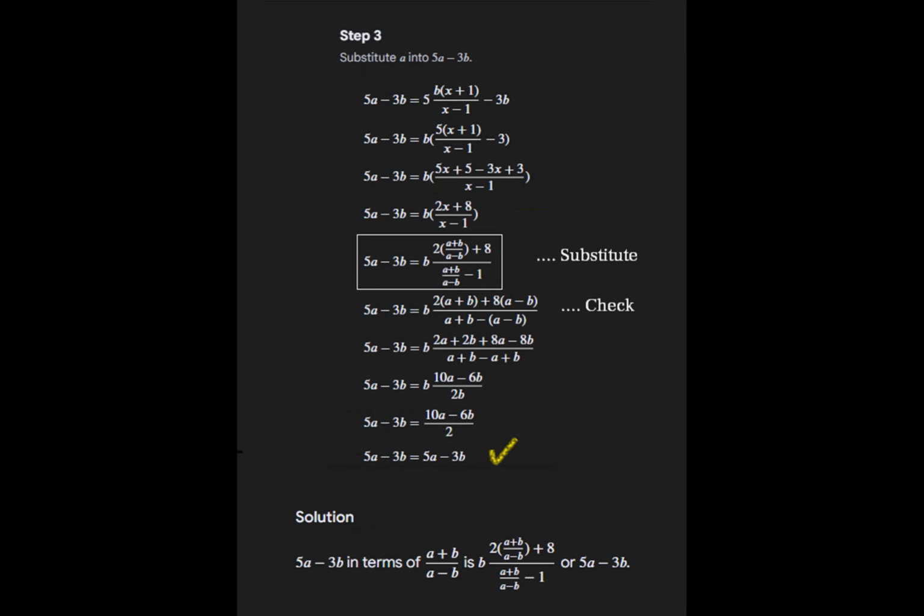Step 3: we know we substitute a into 5a minus 3b, right, to the white box. Then replace x with a plus b over a minus b. Then, check the work. As it turned out, it checks with the yellow. Then, the white box holds.